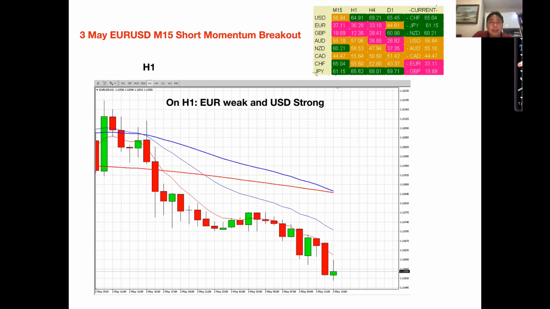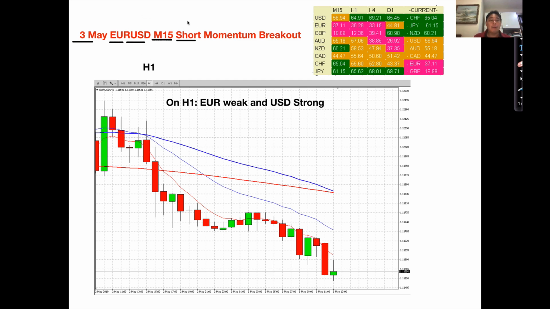All right, so let's take a look at another recent short trade. For this one, I remembered to capture the currency strength meter. This particular trade was traded on the M15 time frame, and it was a short of Euro USD on the 3rd of May.